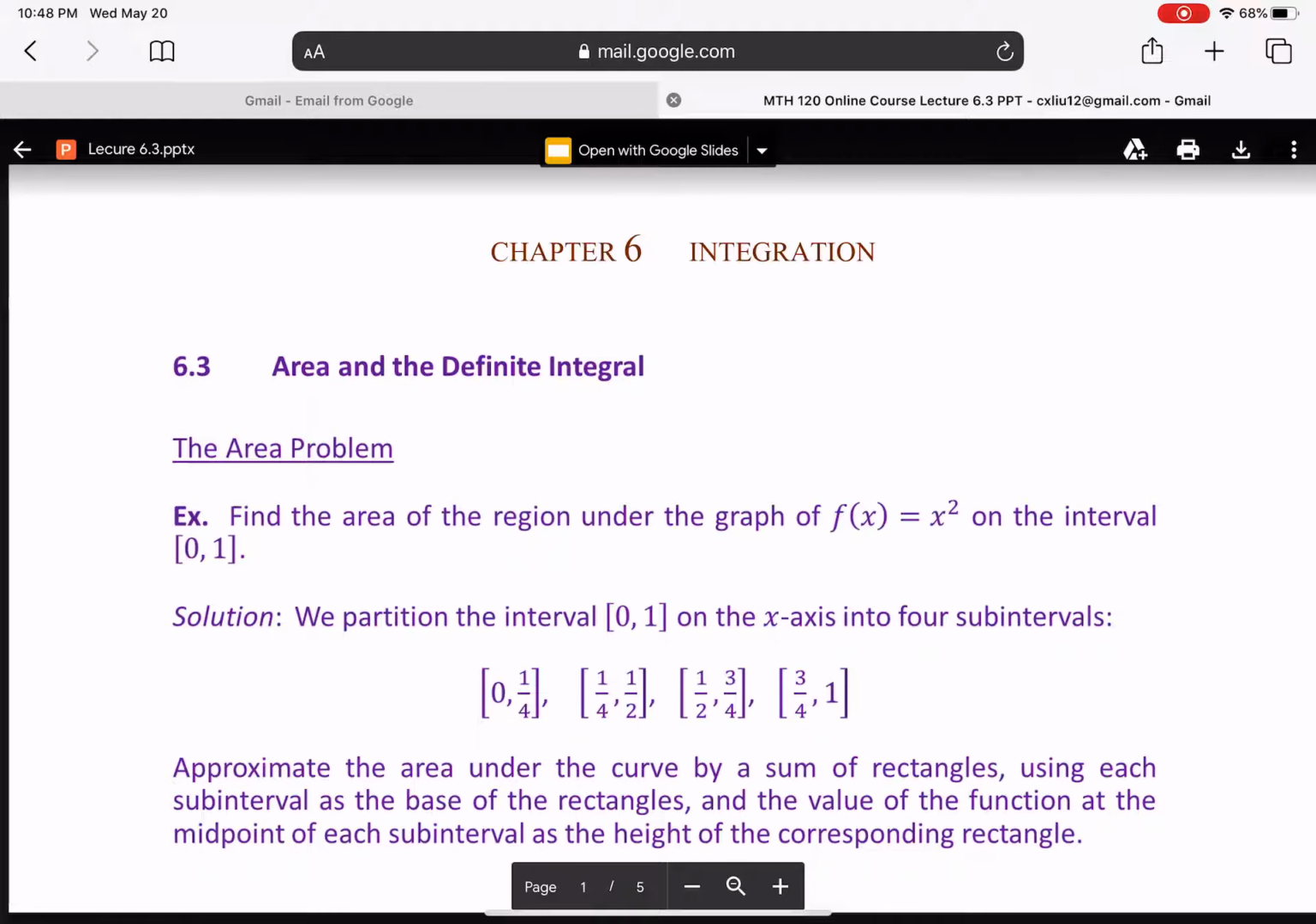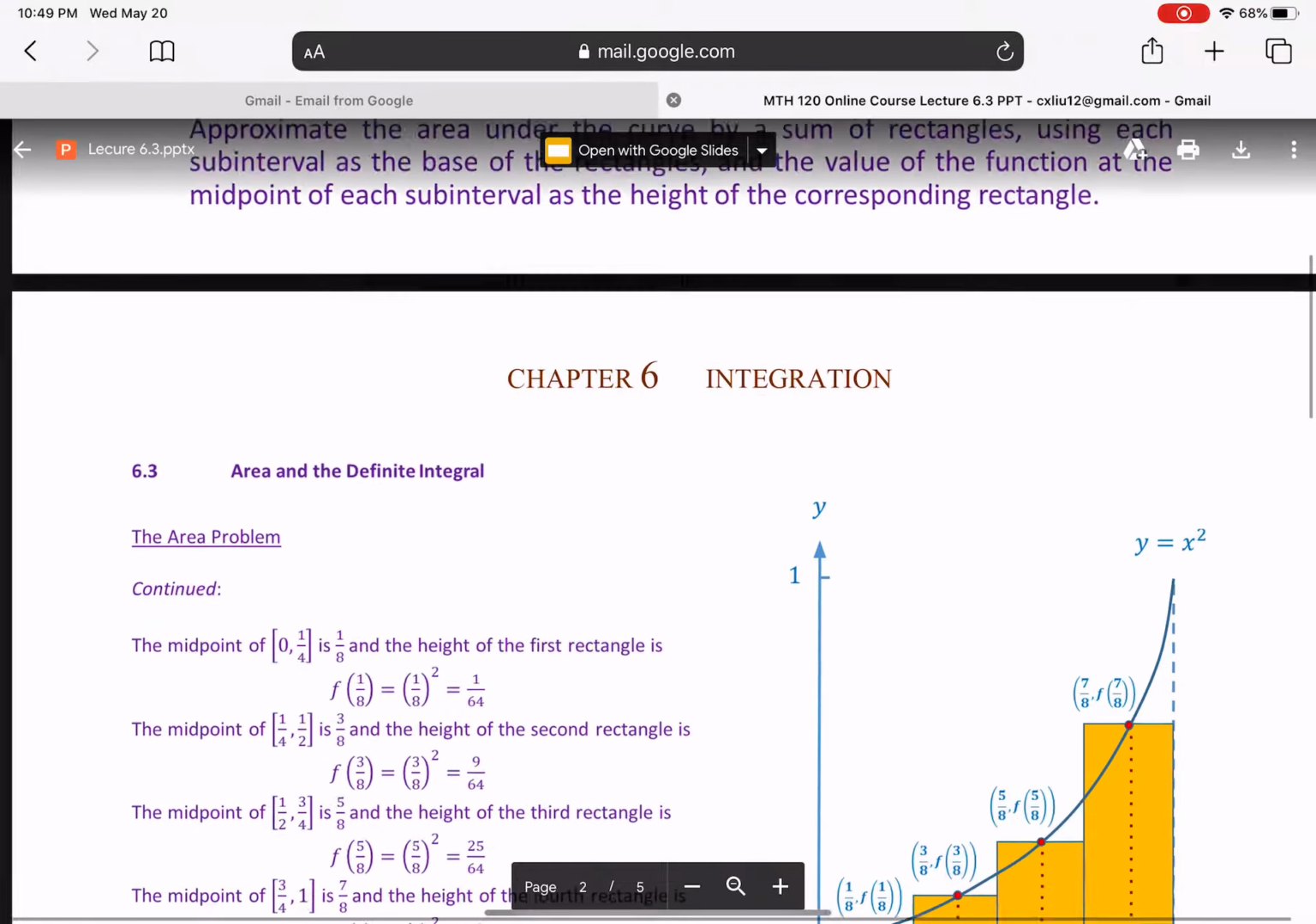We start by partitioning the interval from 0 to 1 on the x-axis into 4 subintervals. There are the interval from 0 to 1/4, the interval from 1/4 to 1/2, the interval from 1/2 to 3/4, and the interval from 3/4 to 1. And then we approximate the area under the curve by the sum of rectangles, using each subinterval as the base of the rectangles. So we just draw rectangles from the subintervals, and the value of the function at the midpoint of each subinterval as the height of the corresponding rectangle. So let's look at the graph.